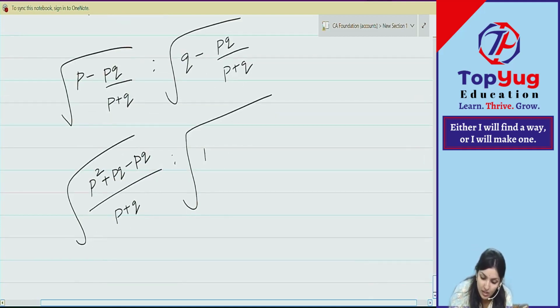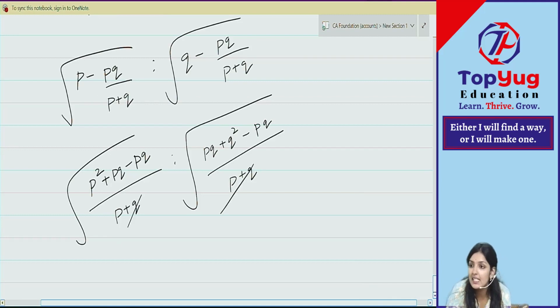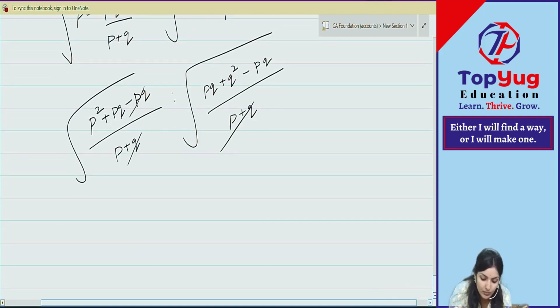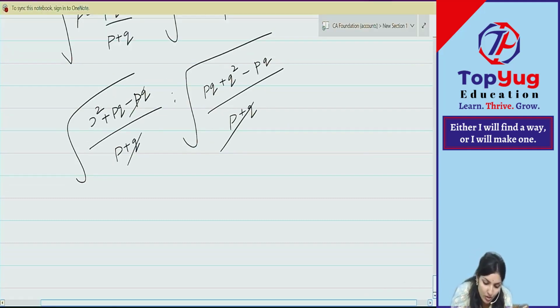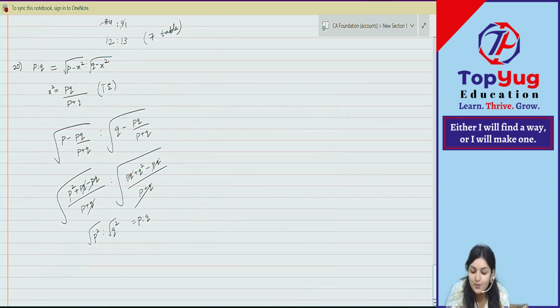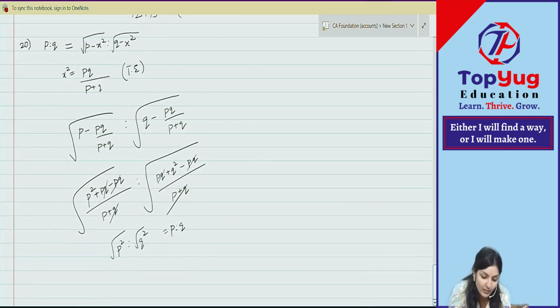Similarly, PQ plus Q square minus PQ by P plus Q. I can cancel the denominator. Same denominators, I can cancel it. Sorry. 1 minute, 1 minute. I did strike wrong. So, plus PQ minus PQ, plus PQ minus PQ. I am left over with P square is to Q square. What is the answer? आया समझ में? Copy down quick.